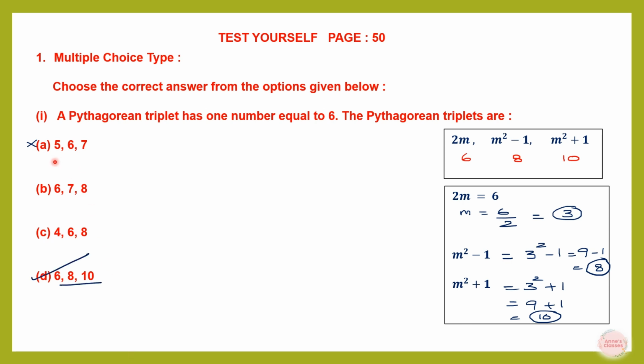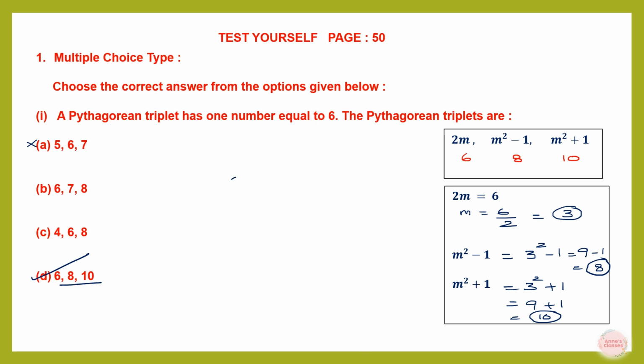So one way is you can do it this way. Take the biggest number and that should be equal to the sum of the squares of the other two numbers. So 5 square plus 6 square should be equal to 7 square. Here 6 square plus 7 square should be equal to 8 square. Here 4 square plus 6 square should be equal to 8 square. Only if they're equal, then we call them the Pythagorean triplets. So if you see in all these four, only here you will see that 6 square plus 8 square is equal to 10 square.